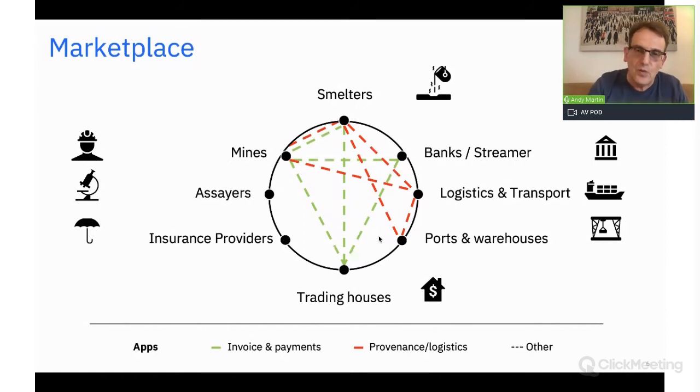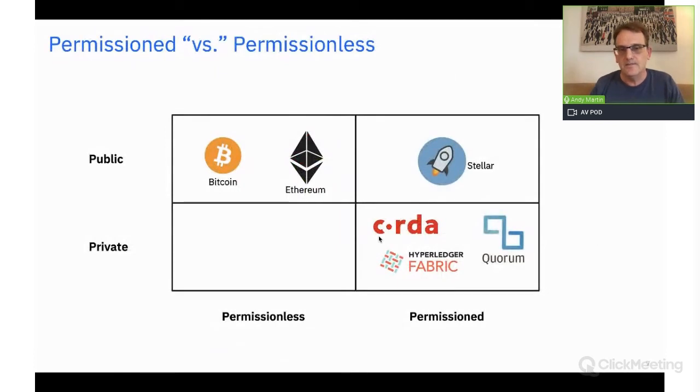Now, one thing that we need to recognize is that the blockchain world is starting as two separate worlds.